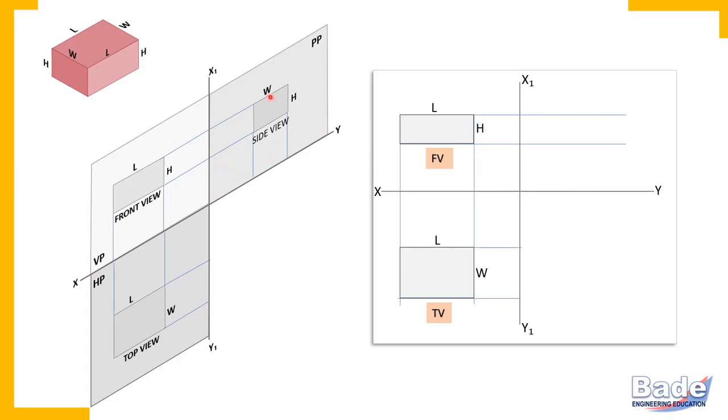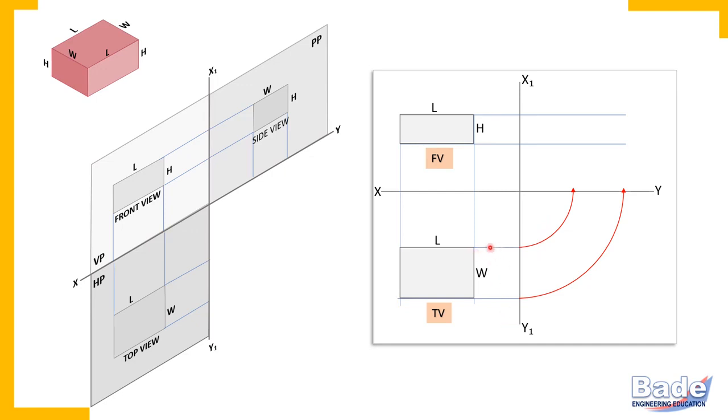Now in the side view, width appears horizontally, and in the top view, width appears vertically. So how to transfer width in the side view? There are different ways. You may draw such quarter circular arcs. To draw these arcs, the center is the intersection of the XY line and the X1 Y1 line. Projectors are always perpendicular to the XY line and the X1 Y1 line.